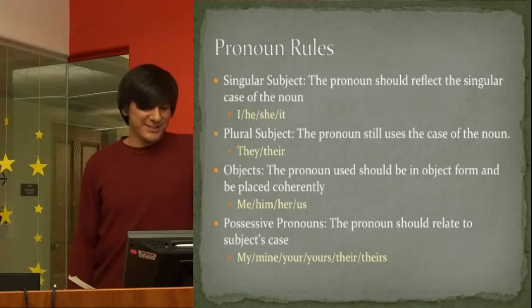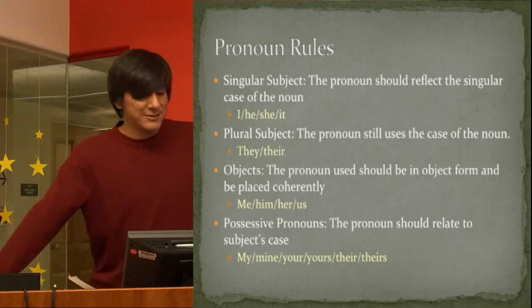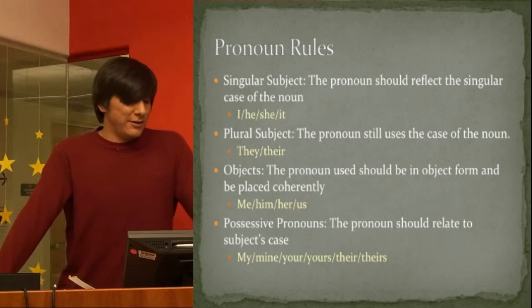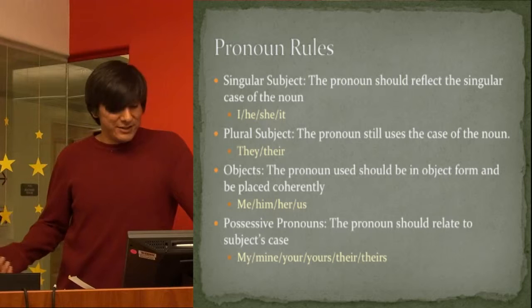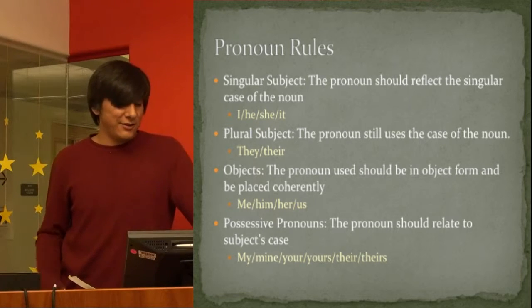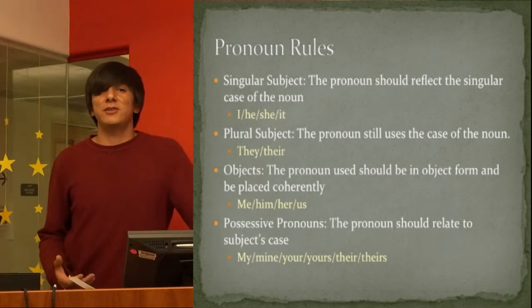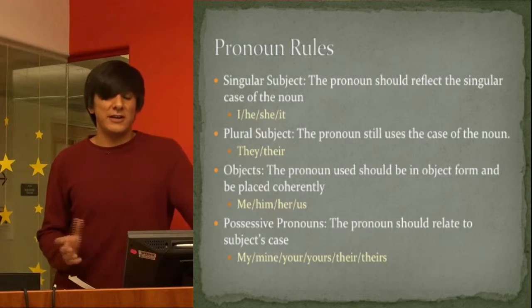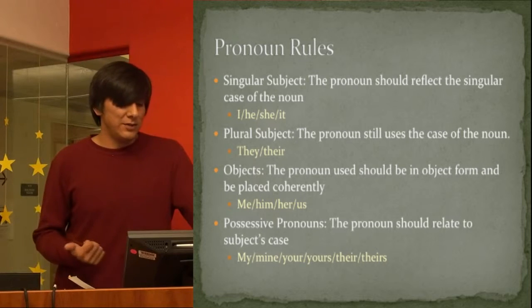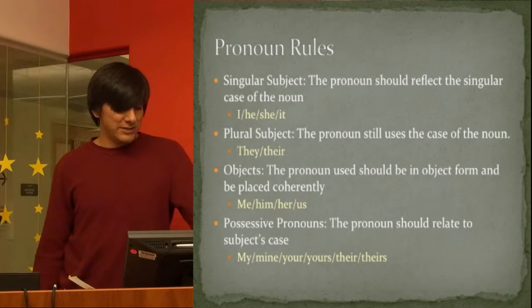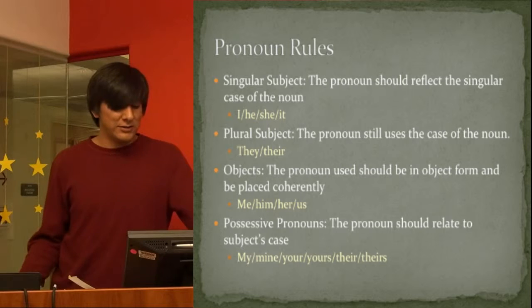Okay, so pronoun rules. I'll quickly go over these. The singular subject: the pronoun should reflect a singular case of the noun. I, she, he. Then plural subject: the plural pronoun still uses the case of the noun, they and their. Then objects: when the pronoun's antecedent is an object, the object form of the pronoun has to be used, as in me, him, her, us. And also possessive pronouns should relate to the subject's case: my, mine, your, yours, their, theirs.